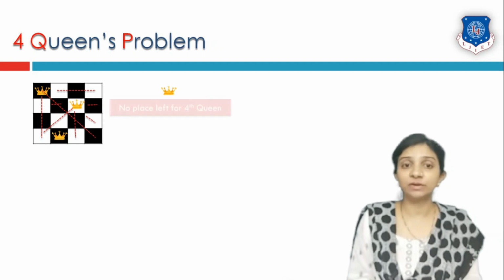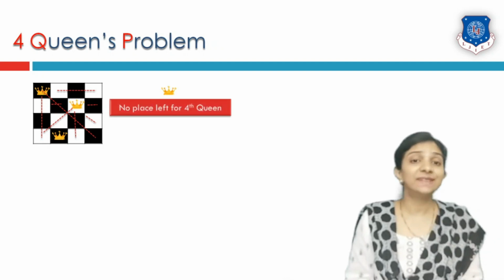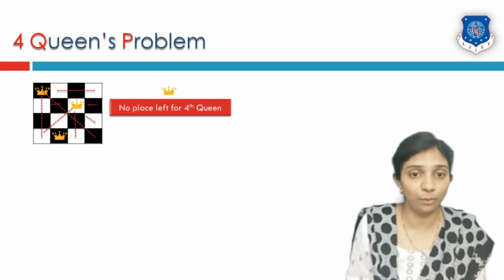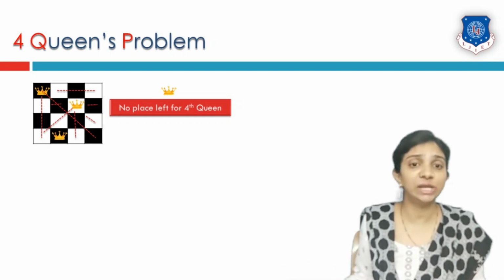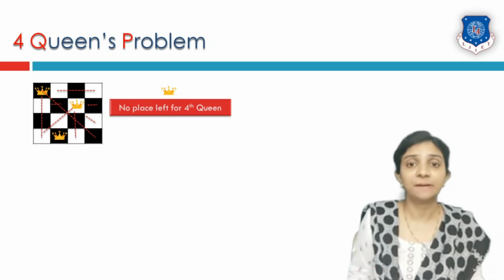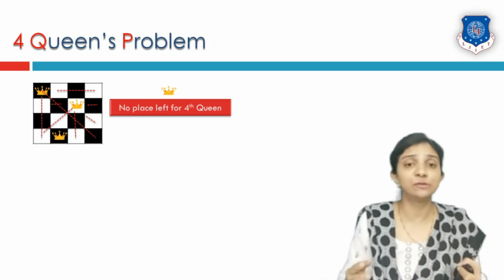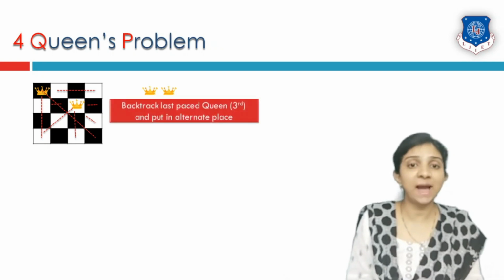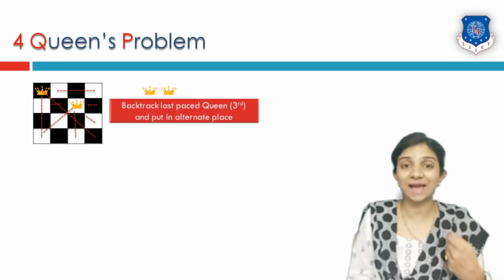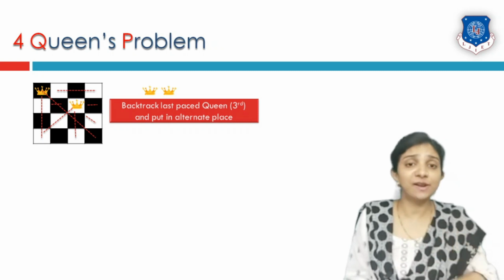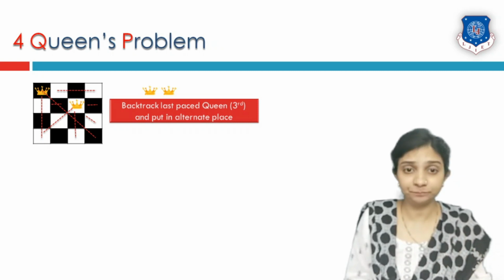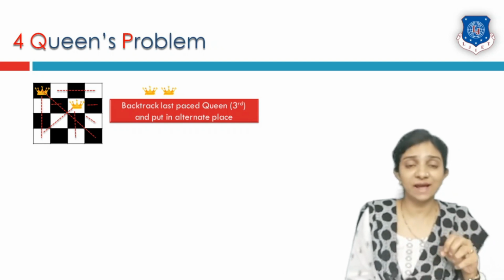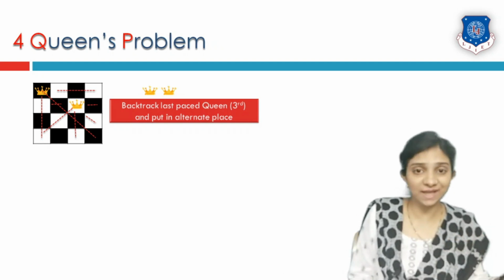I am going to put third queen in this empty cell. But after putting this particular queen, there is no place left to put queen number 4. This is actually not a correct solution because fourth queen is not placed over a chessboard. So we have to backtrack, that means take back queen number 3 and try some different option. This step is called backtracking. Take out our last taken step and try something else.